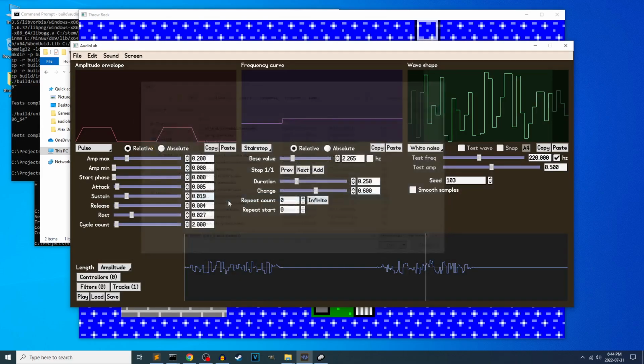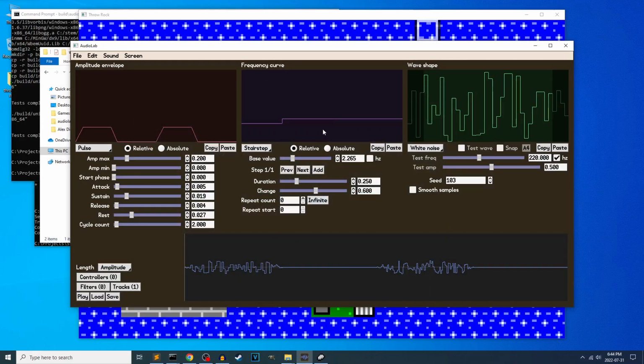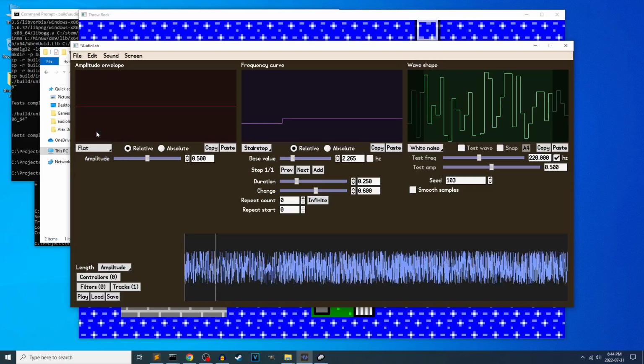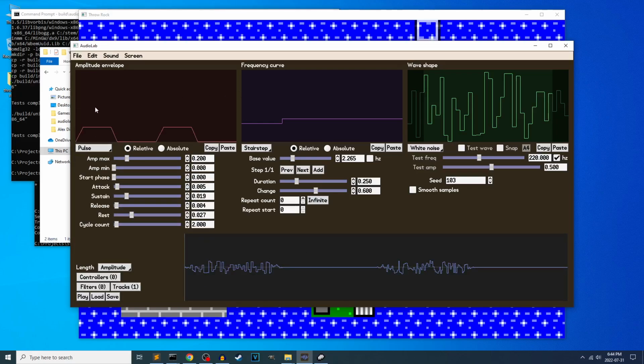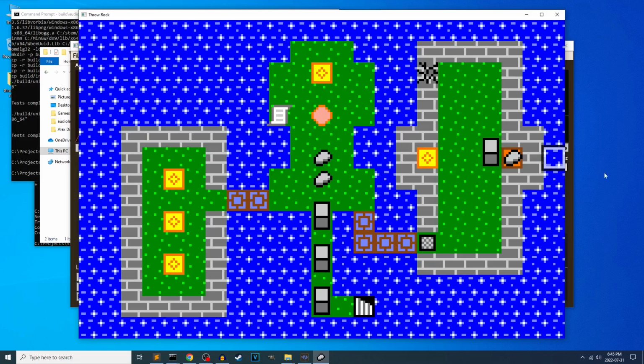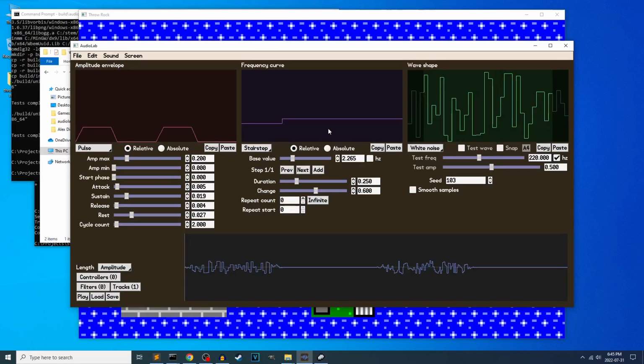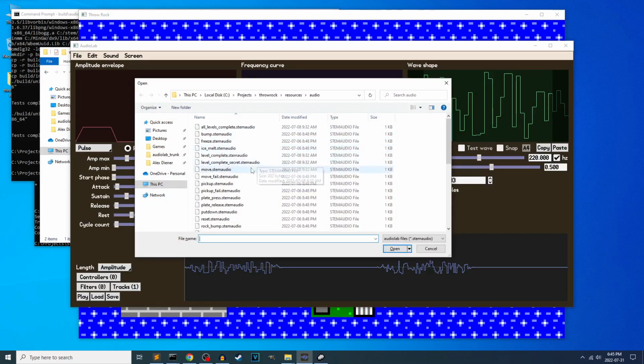Pressure plates. 2 little bits of white noise using a pulse amplitude envelope here. If I just set this to like flat or something. Well, that's unpleasant. Yeah, so stair step upward. One is at one frequency, the other's at the other frequency, 2 very distinct sounds. Just when something, you know, clicking in, and then the opposite, clicking out. Plate release.